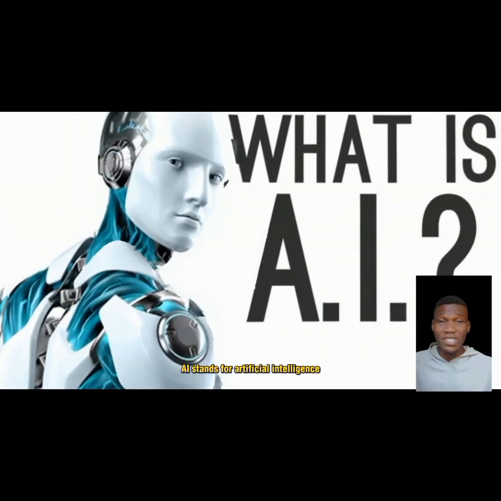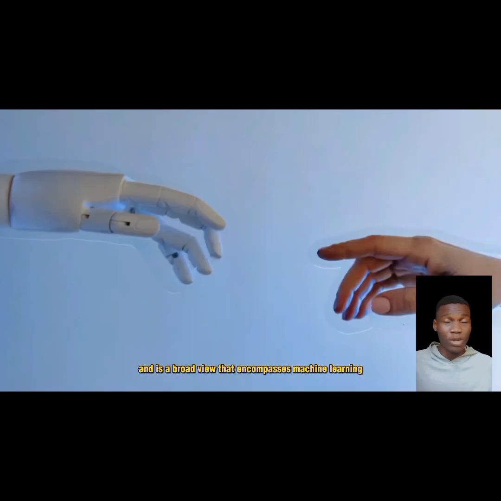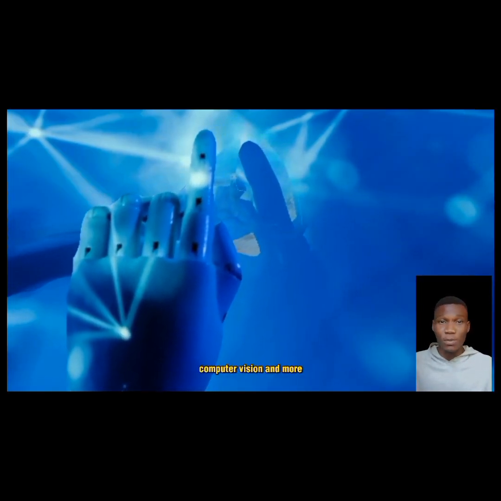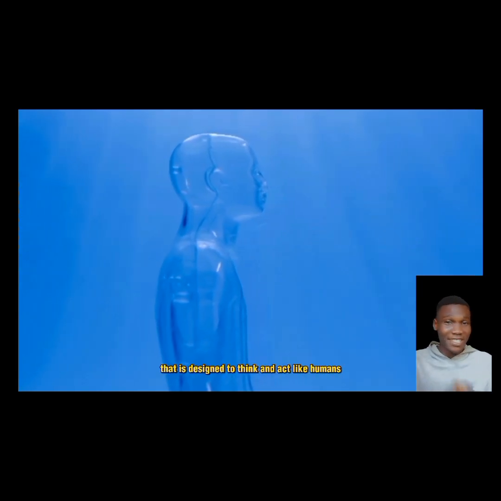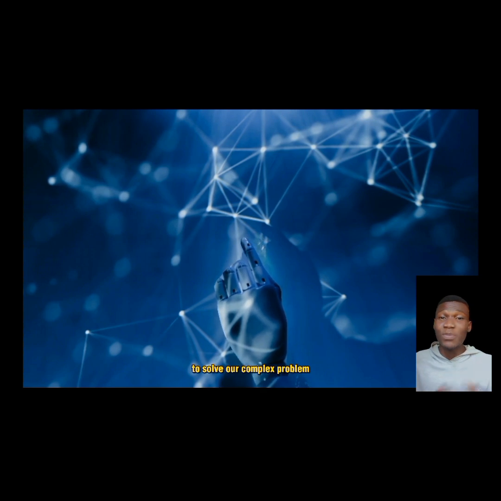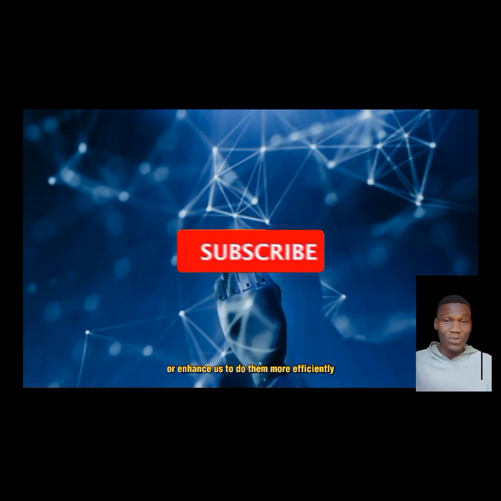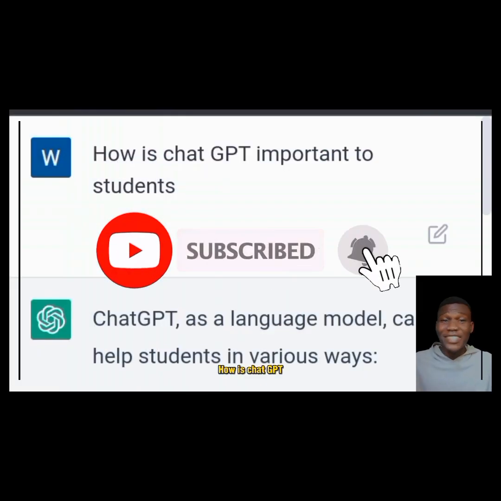AI stands for Artificial Intelligence and is a broad field that encompasses machine learning, deep learning, natural language processing, computer vision, and more. Lots of jargon, right? AI is just a machine that is designed to think and act like humans. And the important thing is either to solve our complex problems or enhance us to do them more efficiently. Now, how is ChatGPT going to be useful for you as a student?